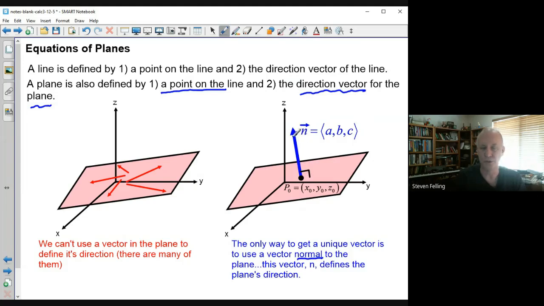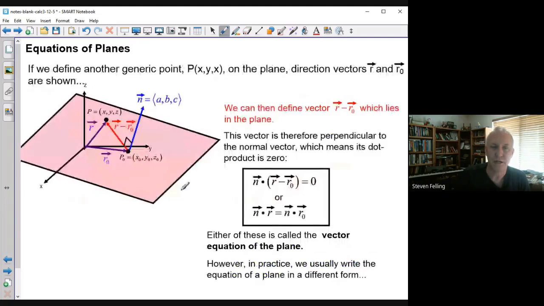Okay, and we use direction numbers for it, a, b, and c, just like we did with the direction vector for a line, but in this case, it's the x, y, z components of a vector that's perpendicular to the plane instead of in the path of the line. All right, so then if we were to define another generic point, x, y, z, that's on this plane somewhere, and then we wrote a generic vector r that went to there, and then we had a point that we knew was on the plane where we had the x, y, z components x0, y0, z0, and we had an initial position vector r0 there, then similar to what we did with the line, we could define a vector that went from the initial point to the generic point also on the plane.